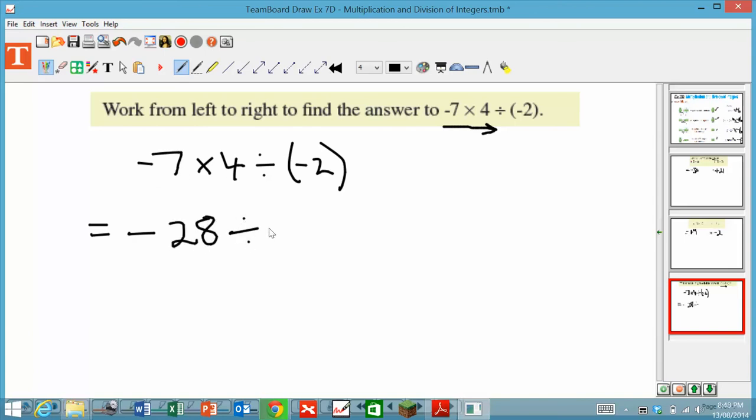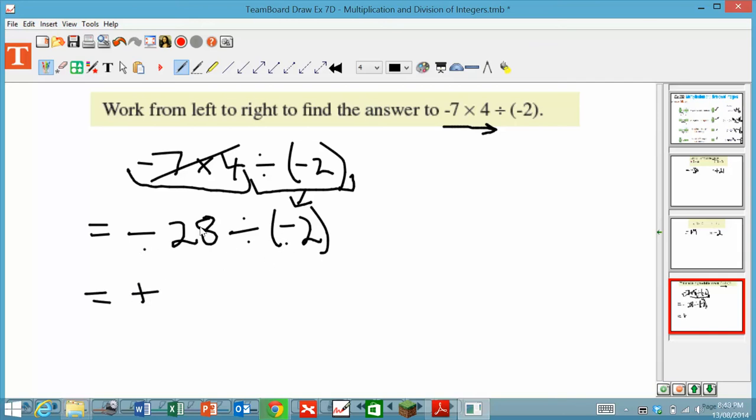Now I'm just going to write the rest as is, because all I've done is deal with this part of my equation. I've dealt with that, which is now here, and this part just drops straight down because I haven't done anything with it yet. Now I've got negative 28 divided by a negative 2. Two negatives, a negative here and a negative here, give me a positive answer, and 28 divided by 2 gives me 14. And there is my answer. It is that easy, that simple. Not hard at all.